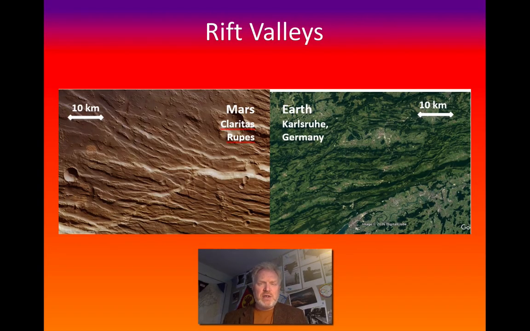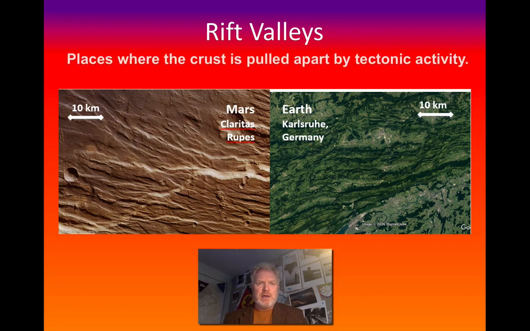The second pair of images is of two rift valleys. On Mars, we have a place called Claritas Rupes. The location of each of these places is shown on the map on page 14 of your Theme 2 booklet. And from Earth, we have a place called Karlsruhe in Germany. Both of these locations are rift valleys. These are places where the crust is pulled apart by tectonic activity. What we see then is a valley defined by faults, by cracks in the crust. Often these cracks are going to be parallel.